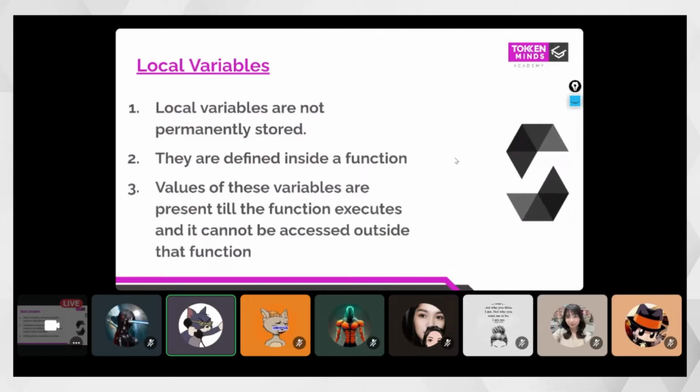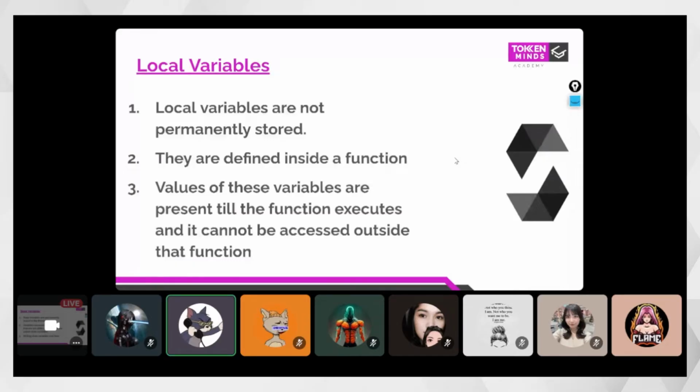The scope of the local variables is within the function only, and it is stored in the memory, due to which it is not permanently persistent. Now, since they are not stored on the Ethereum blockchain, can you guess what it does not incur? Gas fees, right? By now you have understood why it does not incur gas fees, because they are not permanently stored. They are stored in the memory. Consider them as RAM.